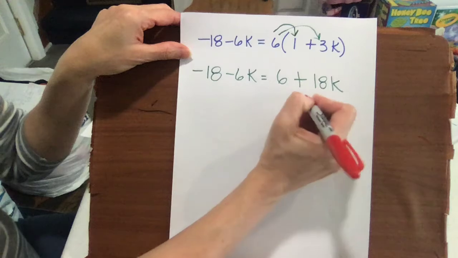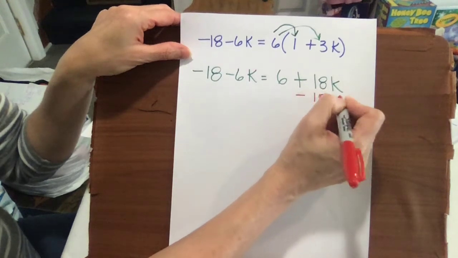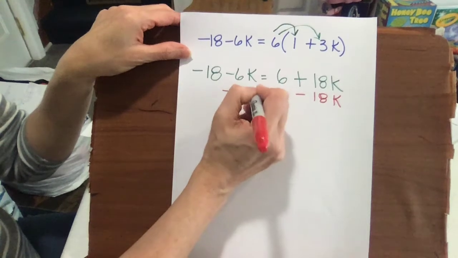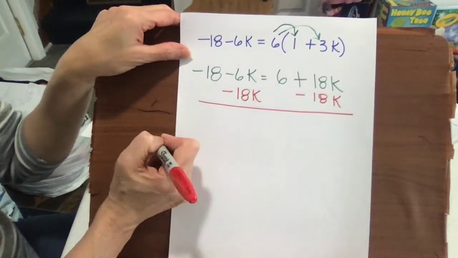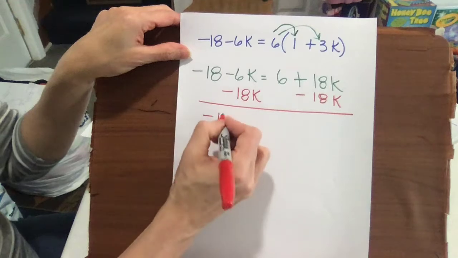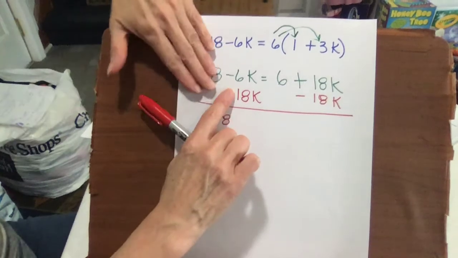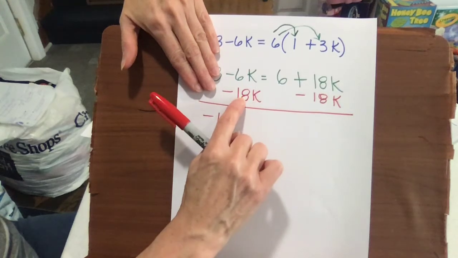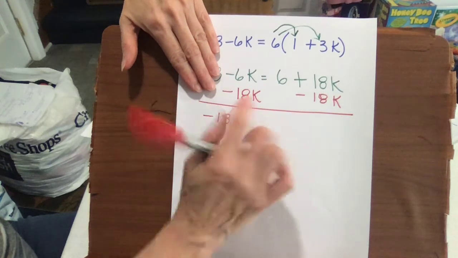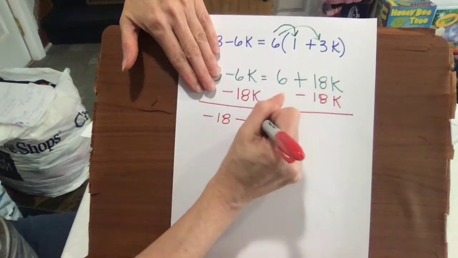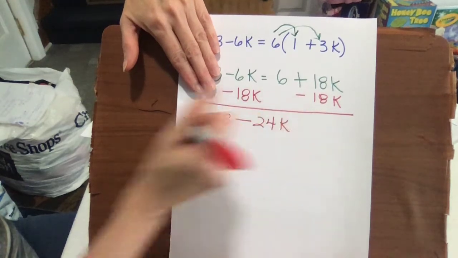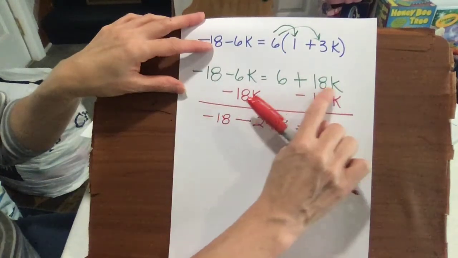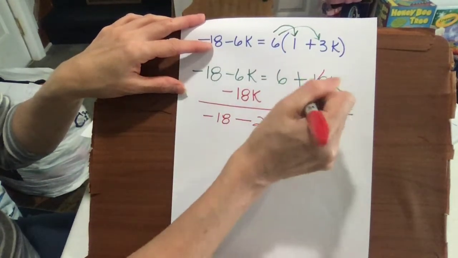We have numbers to bring over, we have variables to bring over. So let's bring over the 18k. Since it's added, we'll subtract. Line it up under the minus 6k, and let's go for it. Negative 18 comes down. Now cover that up. Negative 6 minus 18. Same signs, we're going to add them. So 6 plus 18 is 24. Keep the sign, so minus, and keep k. Equals 6 comes down. Positive 18k minus 18k is 0, so it's gone.